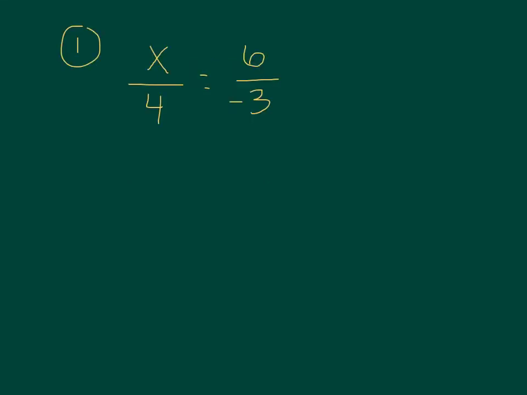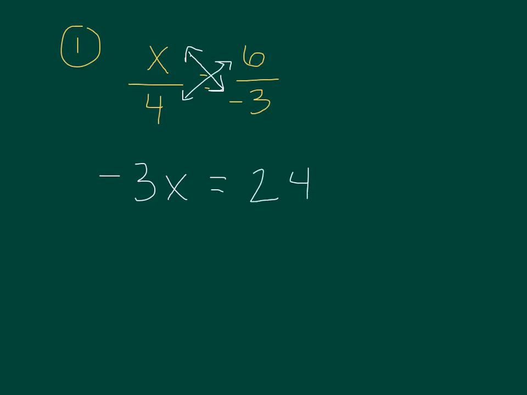Alright, so this is a fraction equal to a fraction. x over 4 equals 6 over negative 3. If I want to cross multiply this, I'm going to take x times the negative 3. Well, x times negative 3 is negative 3x, and I set that equal to 4 times 6. Well, 4 times 6 is 24.